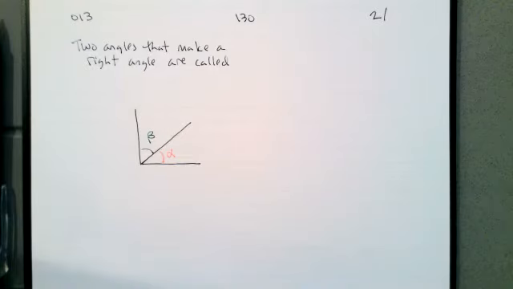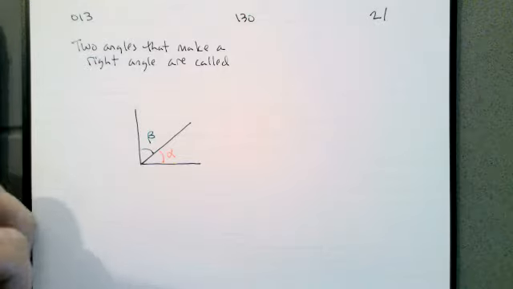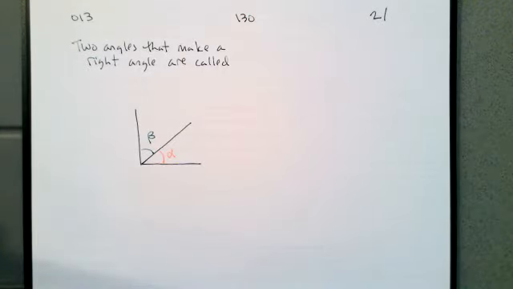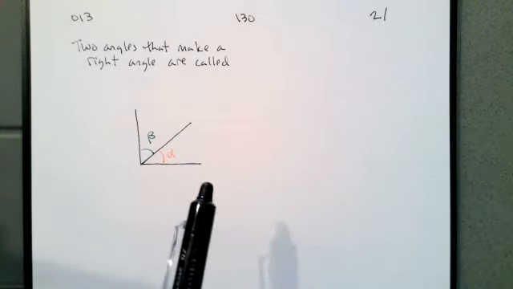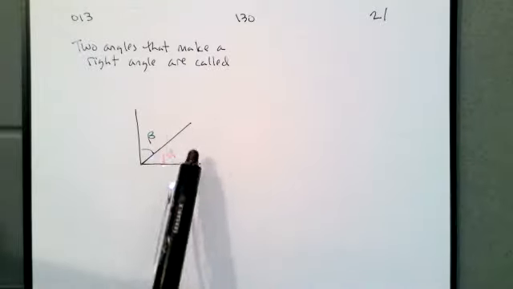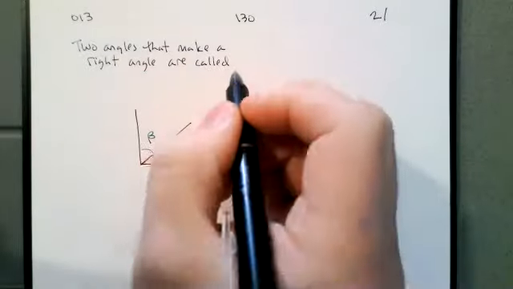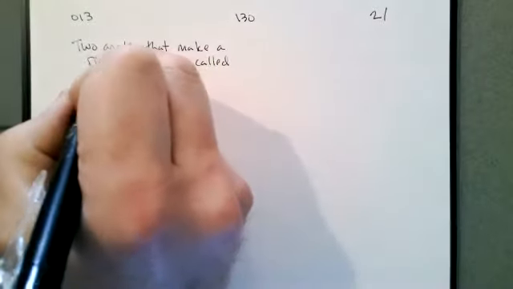what do we call it when two angles add up to 90 degrees? Correct, these are complementary angles. These are also both acute angles, and they are complementary because they make a right angle. So two angles that make a right angle are called complementary.